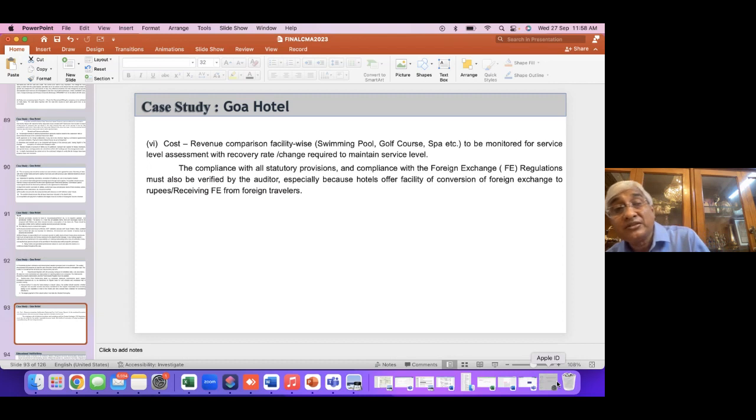The wages payment of the casual labor also has to be checked, and overall the cost and revenue comparison facility-wise, so that if it is required that some facility is not giving profit, say the golf course. There's a good golf course, but the golf course is not giving any revenue.